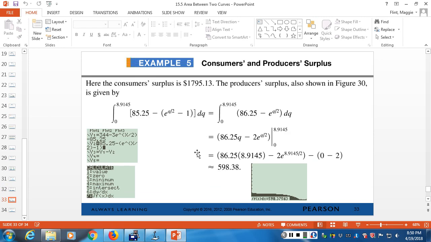Then you want to go to the producer's surplus, not the buyer's surplus. You want to take 85.25 minus their supplier's price, and you want to do the same integration with it. And when you do that, it comes out to be $598.38, both on the calculator and doing the algebra.